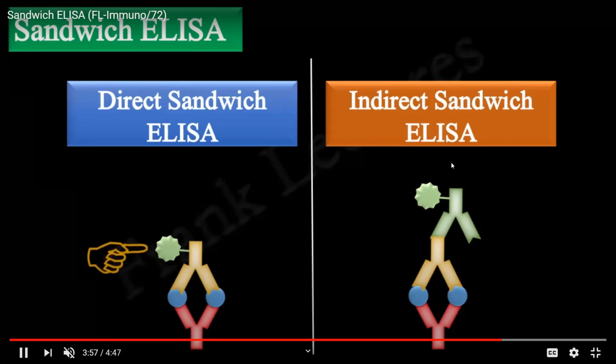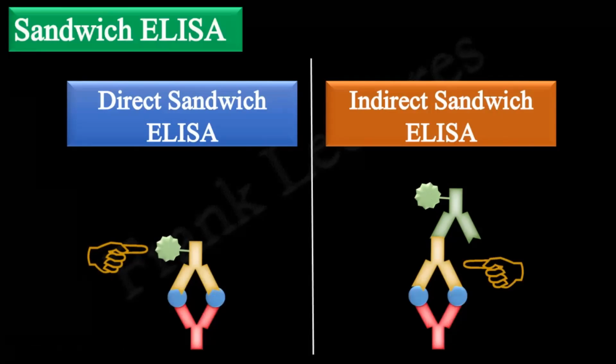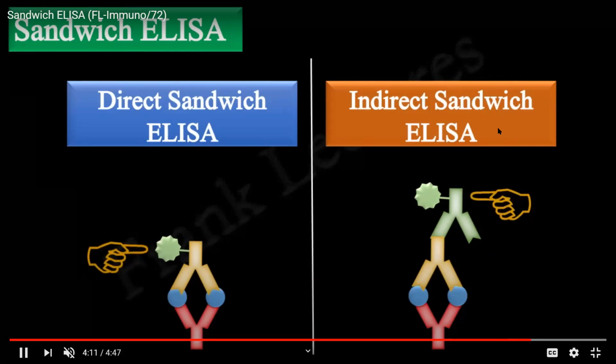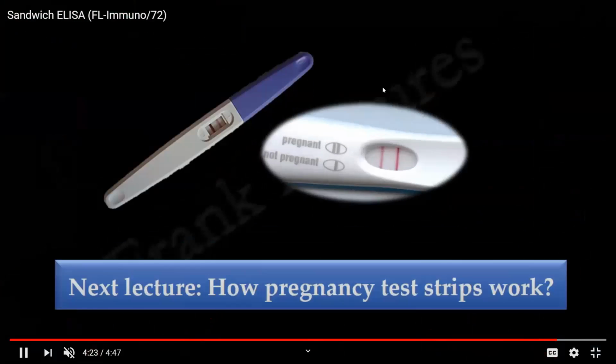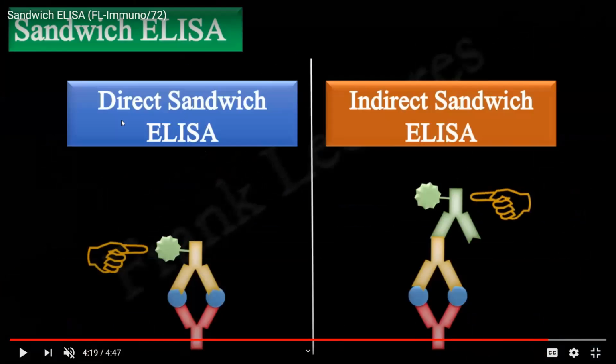Okay, so these enzyme-linked antibodies are common in both cases. They are required because we add the substrate for the change in color. If these enzyme-linked antibodies are not there, then the color change will not happen. So this is how these two different types of ELISA are performed. That is all about sandwich ELISA.